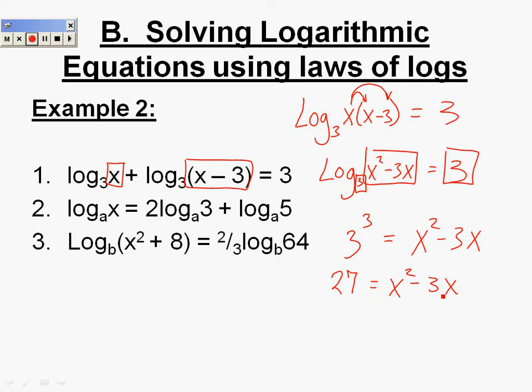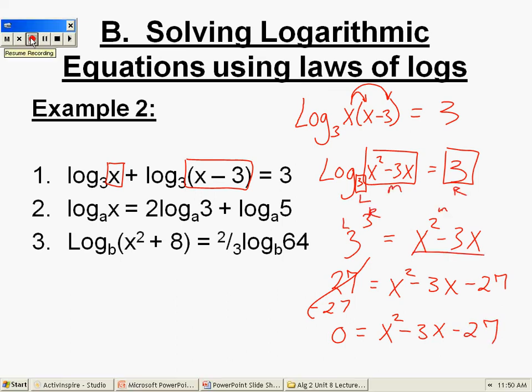So what do I need to do to get it in standard form? Yeah, we need it ax squared plus bx plus c. So I need to get the 27 on the other side so that this whole thing equals 0. So there's that. I have 0 then is equal to x squared minus 3x minus 27. And now we're ready for the quadratic formula.